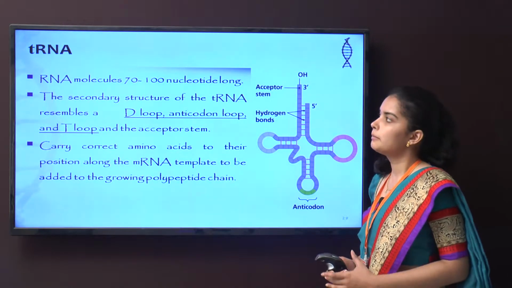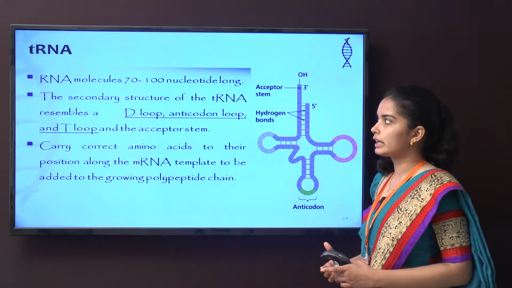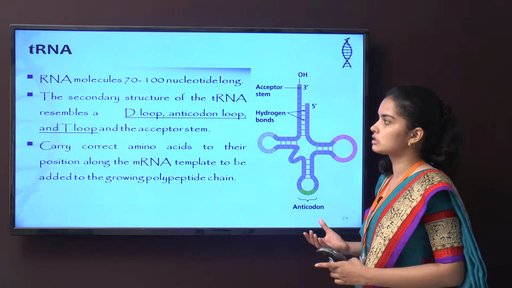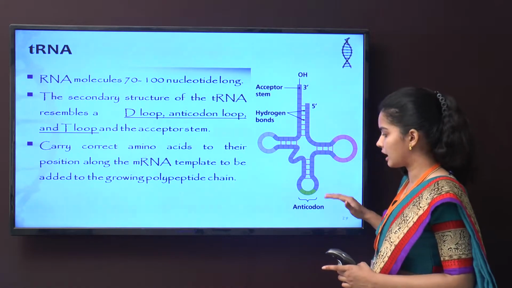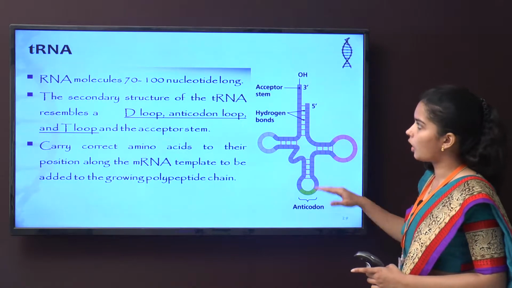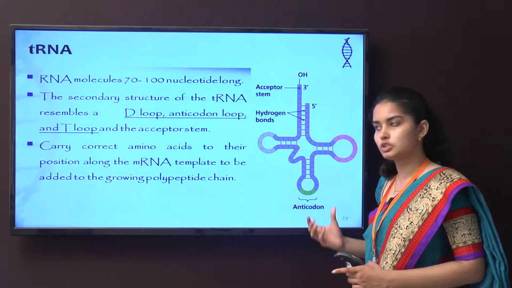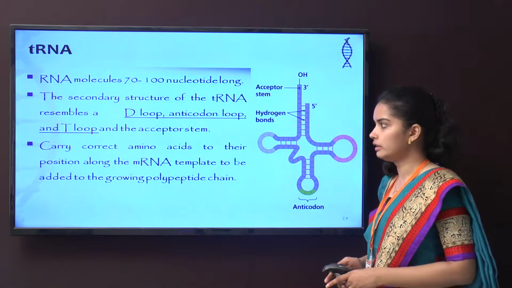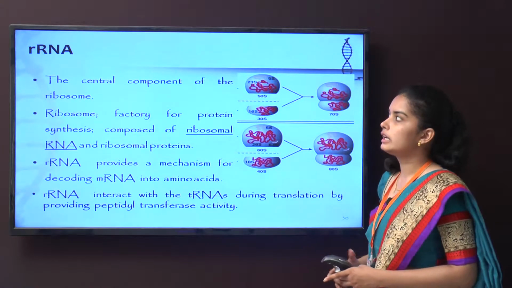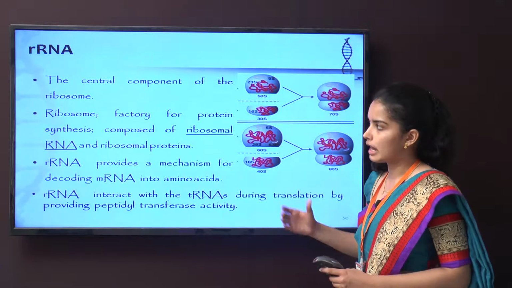Now, tRNA. These are RNA molecules 70 to 100 nucleotides long. The secondary structure of tRNA resembles a cloverleaf with the D loop, anticodon loop, T loop and the acceptor stem. As you can see, this is the anticodon, and this is the acceptor stem. It carries the correct amino acids to their position along the RNA template to be added to the growing polypeptide chain. rRNA is the central component of the ribosome, that is the ribosomal RNA.